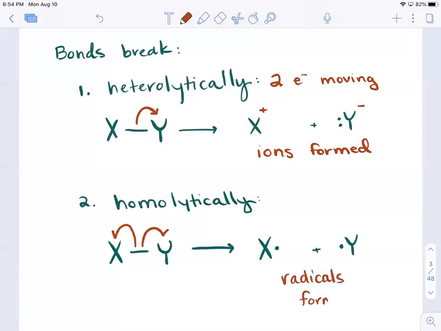Now, radicals are neutral atoms, but they do not have an octet. And so when we see these arrows, one electron is moving at a time. So we see twice as many arrows, right? We see two arrows for that bond homolytically cleaving, homolytically breaking. Bond dissociation energy technically corresponds to the amount of energy required to homolytically break the bond, but we can utilize it in heterolytic reactions as well.